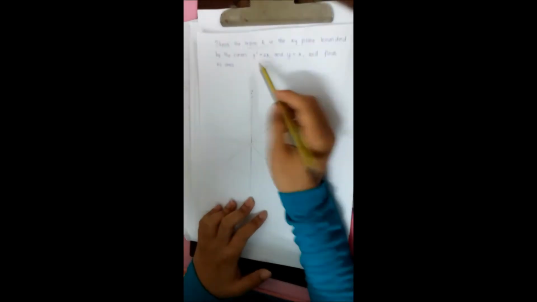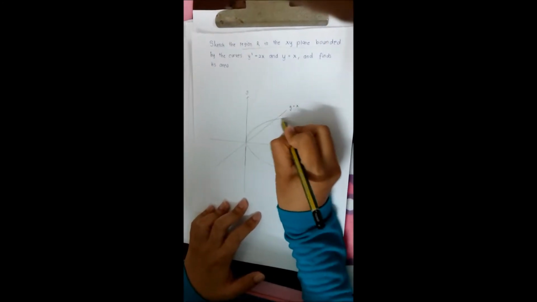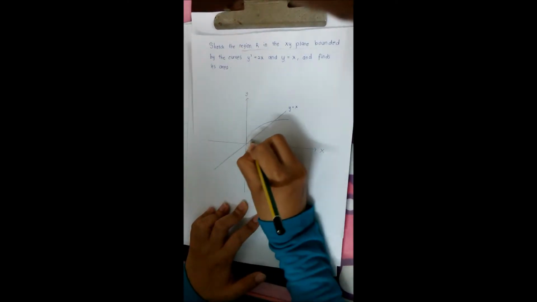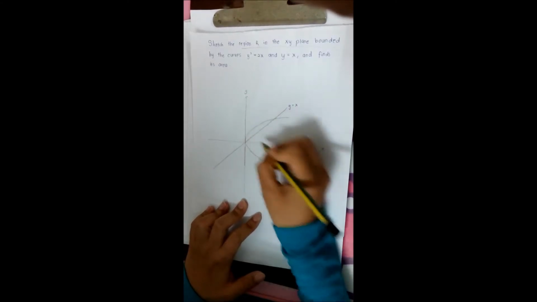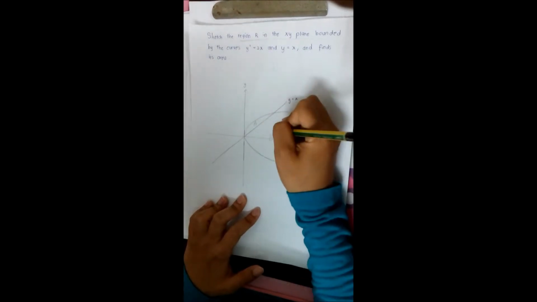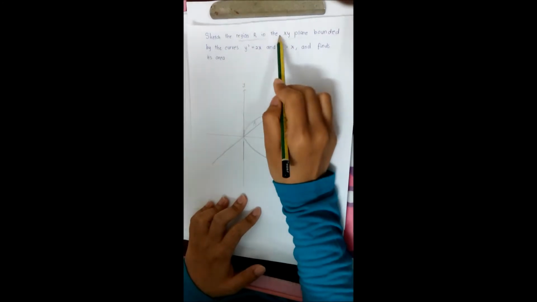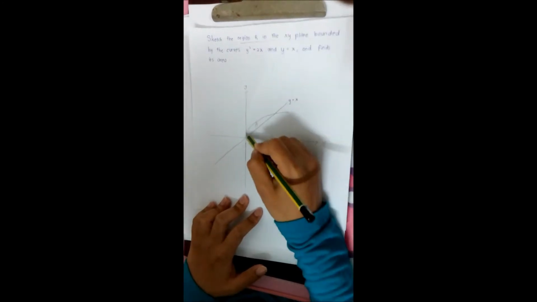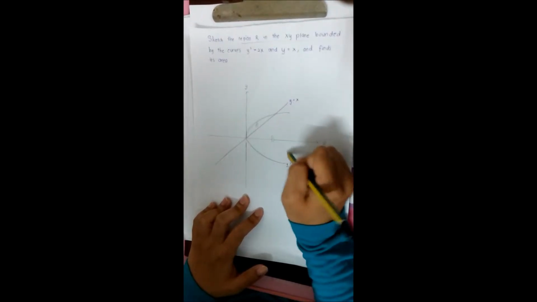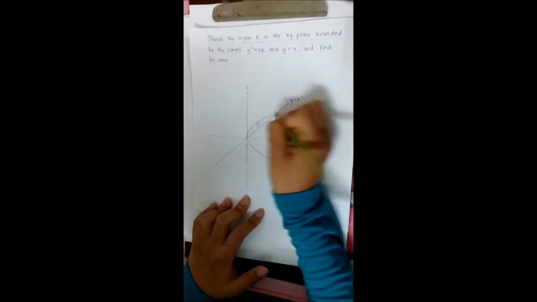So we find y squared equals 2x here, and also y equals x here. At the intersection, there will be area E or area B. We have to choose which one is the region R. Since the question says the xy plane is bounded, we have to find the area that is actually closed, not the open one. So we will choose area E to be the region R.